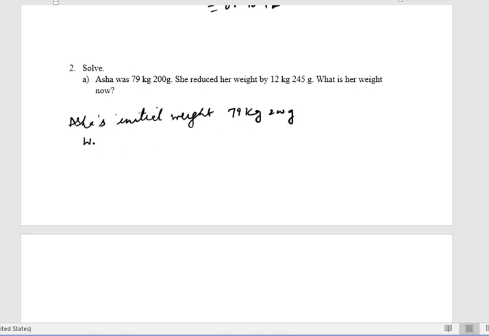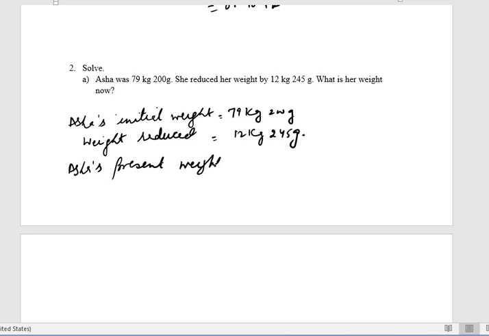Weight reduced: how much reduced? 12 kg and 245 grams. So Asha's present weight will be what? Present weight equals 79 kg 200 grams minus 12 kg 245 grams, and that will be the calculation.